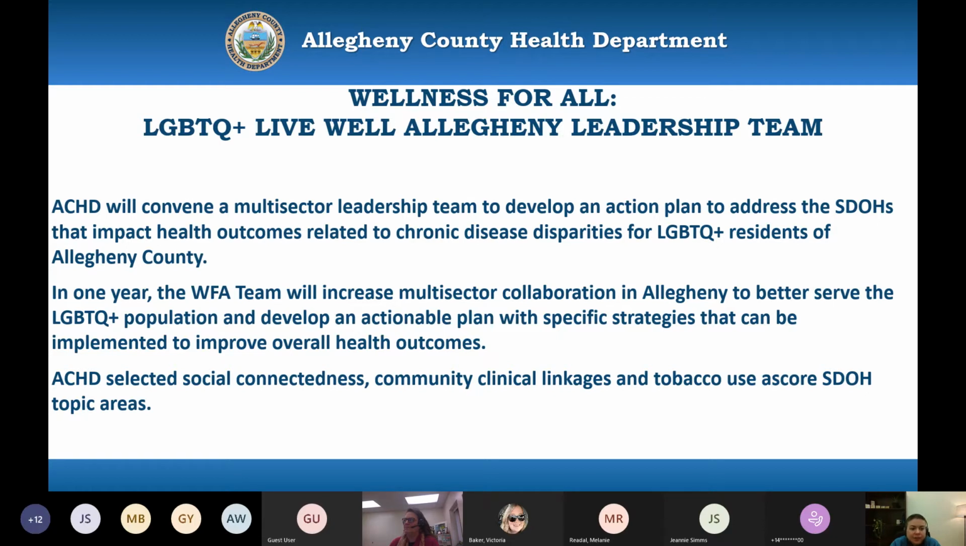In this year, through the collaboration, we'll develop an actionable plan with specific strategies that can be implemented to improve overall health outcomes. And with most CDC grant funding, you do have to select specific social determinant areas to address. So for this program in and of itself, the health department selected looking at social connectedness, community clinical linkages, and tobacco use as our social determinant of health topic areas.